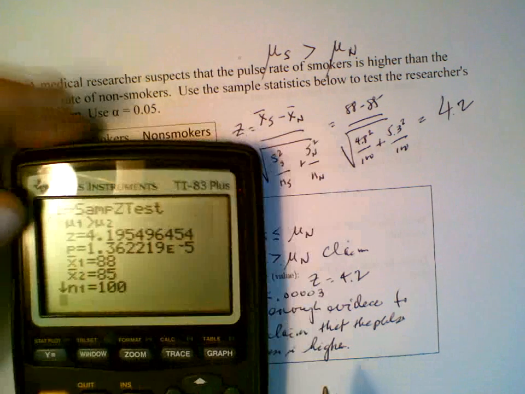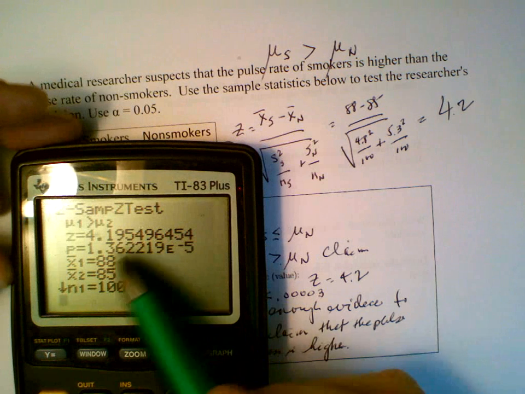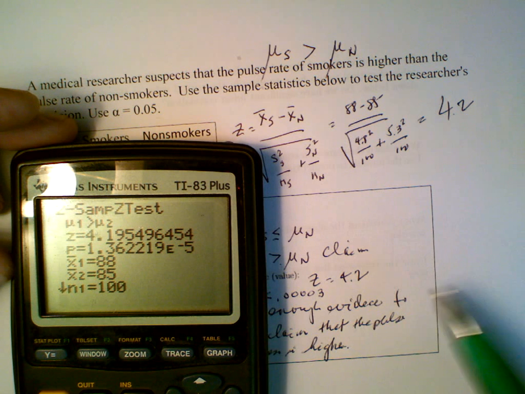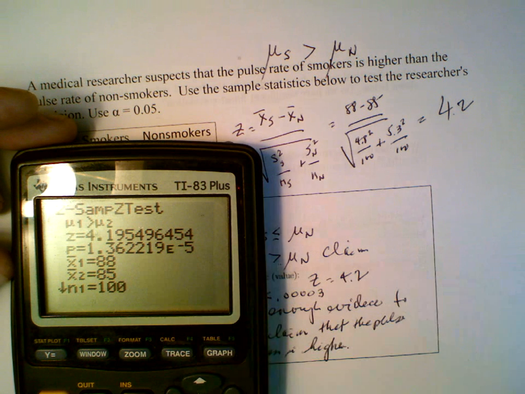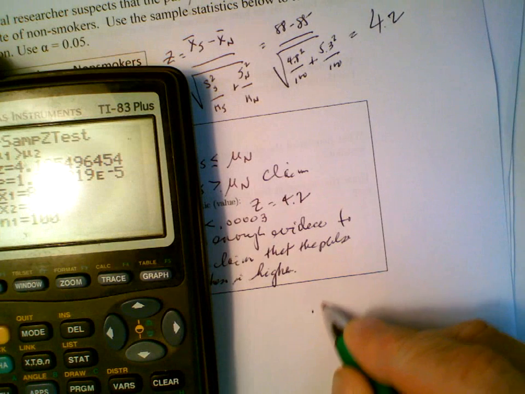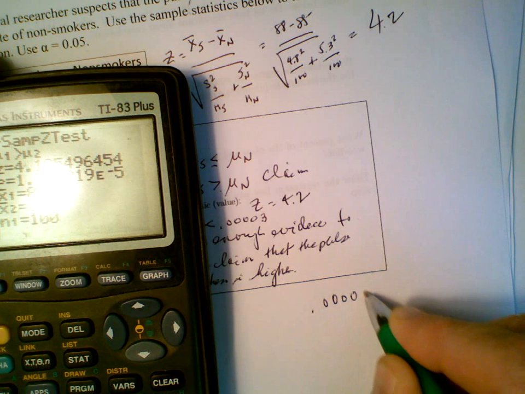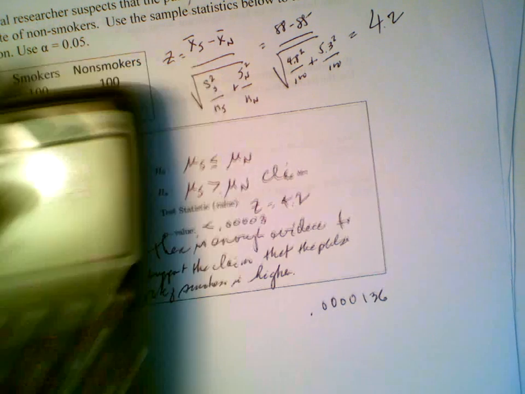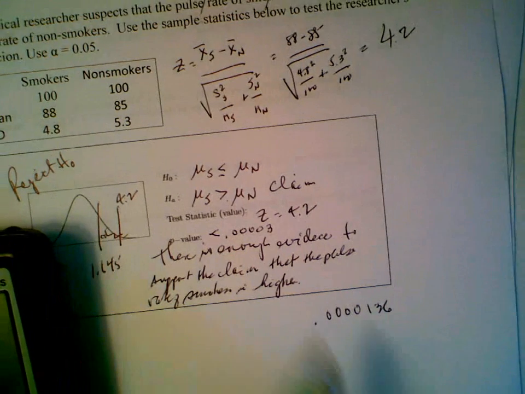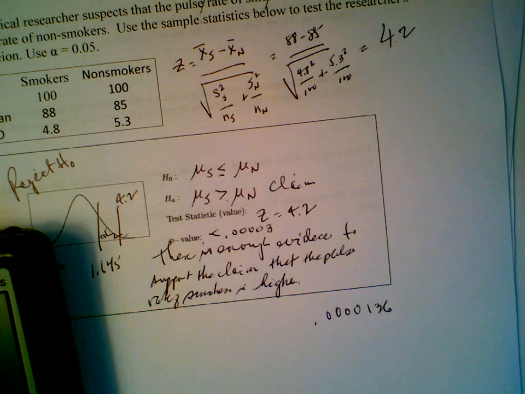And we get pretty much the same thing as what we got, certainly for the test statistic, 4.195. That's 4.2. And our p-value here turns out to be, I'll write it down here in the corner, 0.0000136 versus 0.00003. It is, in fact, less than that number. So we've just done a test for 2 means involving large samples.